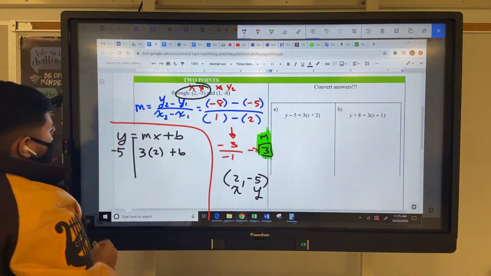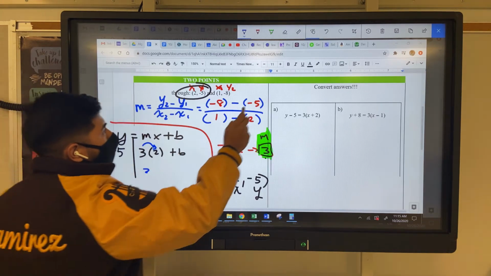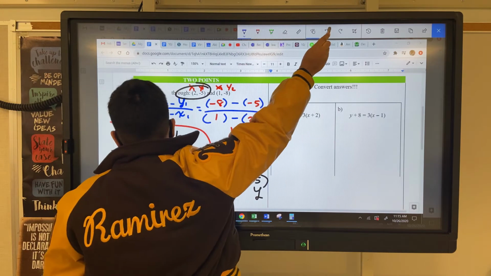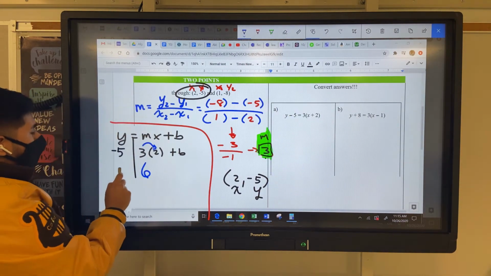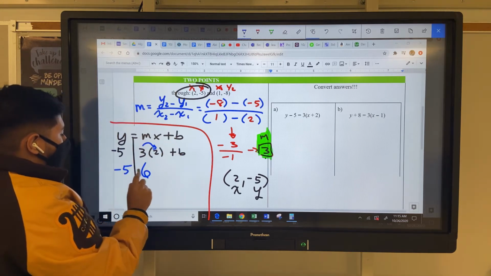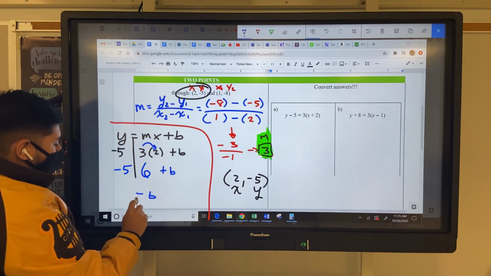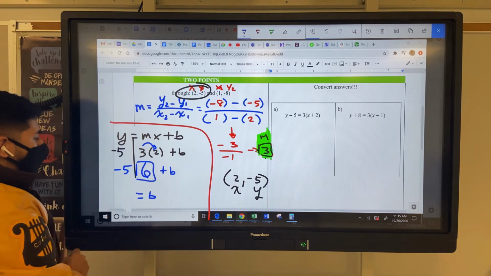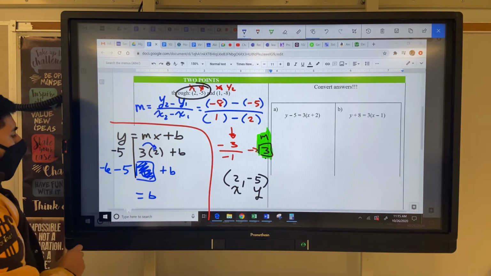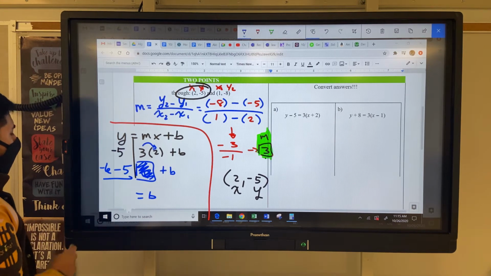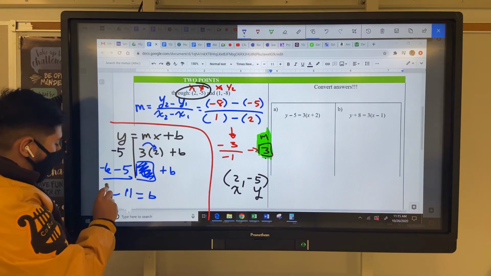It's the same repetitive thing, ladies and gentlemen. 3 times 2, 6. Bring down the negative 5. Bring down the plus b. Remember, we wanted to say b equals, so I need to move this 6. Moving that 6 over turns into a negative 6. And make sure you read negative 6 minus 5, calculator, negative 11.